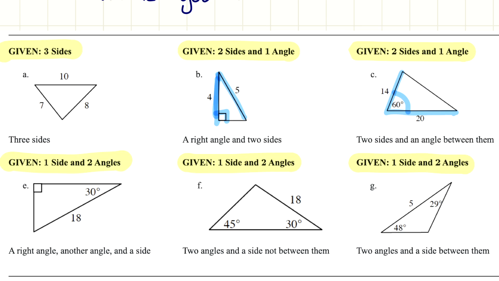So here we're looking at a right angle again, and another angle. So let me highlight these. So I have, for sure, a right angle, an angle, and an opposite side. Well, that reminds me of our trig ratios, sine, cosine, tangent. So that one looks like a good possibility for that.